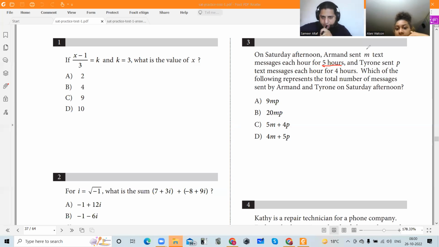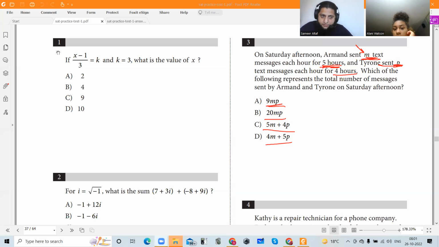So I did 5m plus 4p, because 5 represents the number of hours, and m represents the messages. So since there are m messages per hour for 5 hours, it'll be 5 times m. And it is p messages each hour for 4 hours, so it's p times 4 or 4 times p. So 5m plus 4p. But one more strategy which I can show you is whenever you have variables in the questions and variables in the answers.